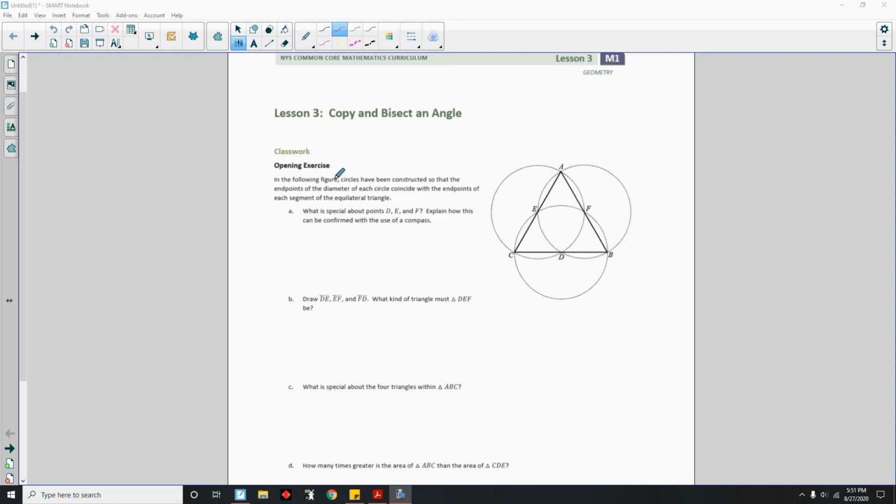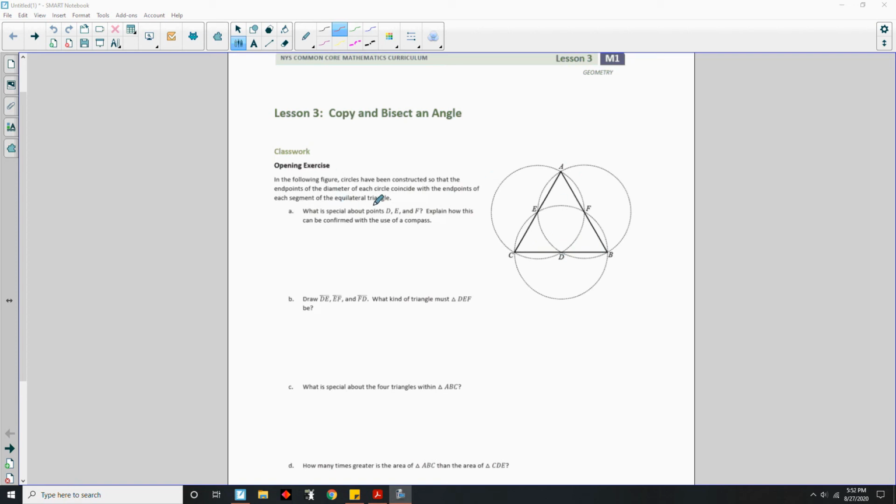In the following figure, circles have been constructed so that the endpoints of the diameter of each circle coincide with the endpoints of each segment of the equilateral triangle. Okay, so what they're saying is if I just focus on this circle, circle E, its diameter is AC. Circle F's diameter is AB, and circle D's diameter is CB. So these three diameters form an equilateral triangle.